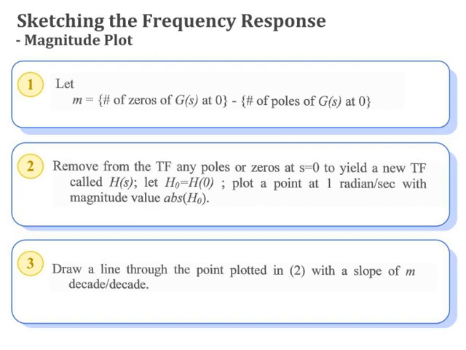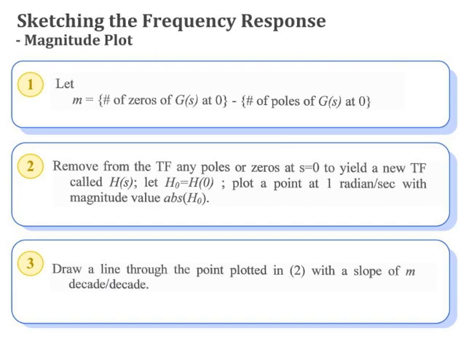Our second step is we'll remove any poles or zeros that are at the origin to find a new transfer function, which we'll call H of s. Then we'll find a scalar value, which is the DC gain of this new transfer function. We'll label that H0. Now we'll plot a point at 1 radian per second at the absolute value of this number H0. H0 could be either positive or negative, and when we take the absolute value, we'll get a positive number, and we'll plot this at 1 radian per second on our log-log scale.